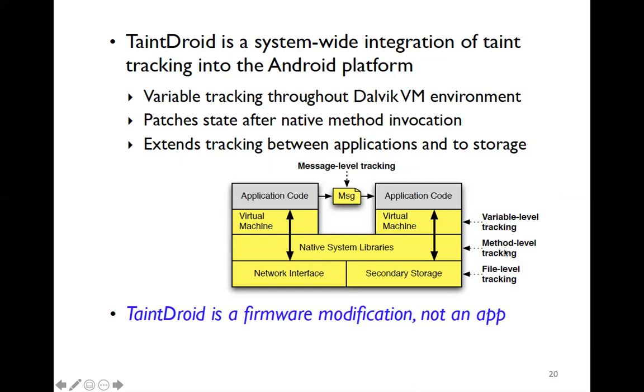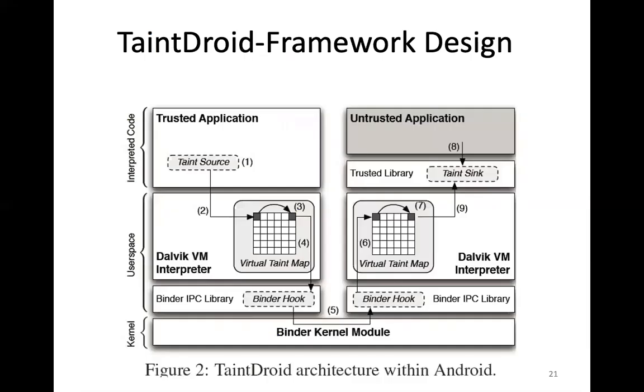So there's method level tracking, variable level tracking, and also taint tracking through files. You might store a file from one application, store some sensitive data there, and another application reads from there. Data might pass from one application to the other that way. So you want to track taint through files, and that is also supported in TaintDroid. TaintDroid is actually a firmware level modification. It's not an application.